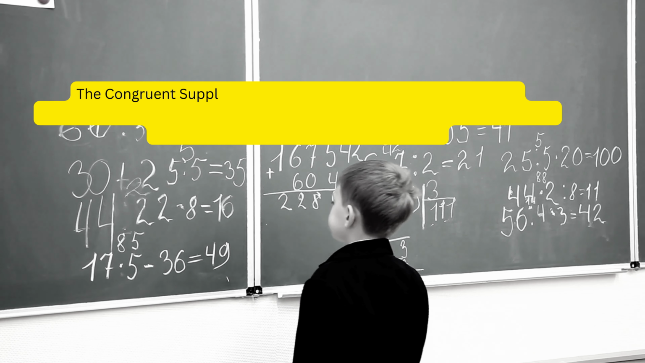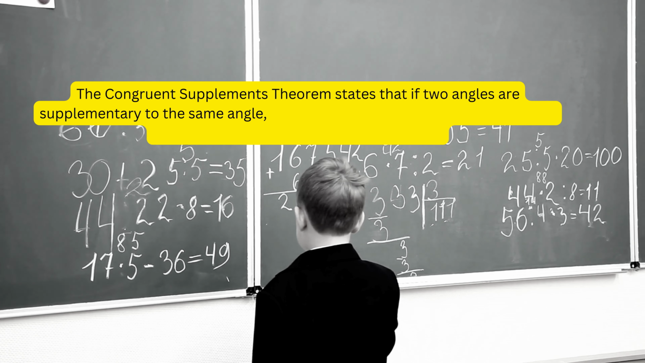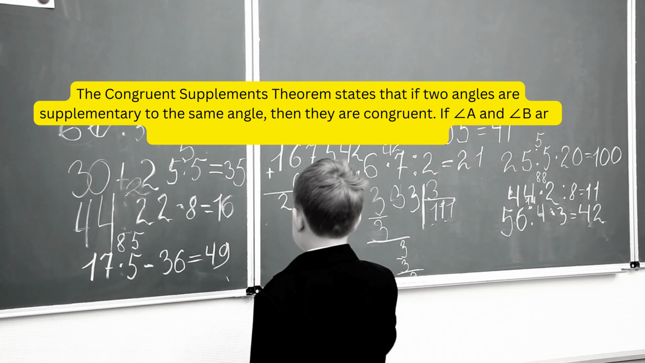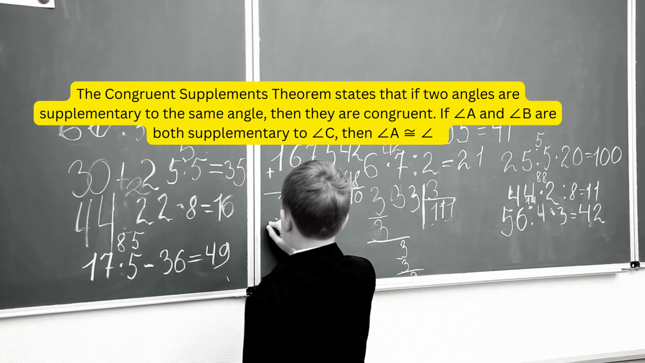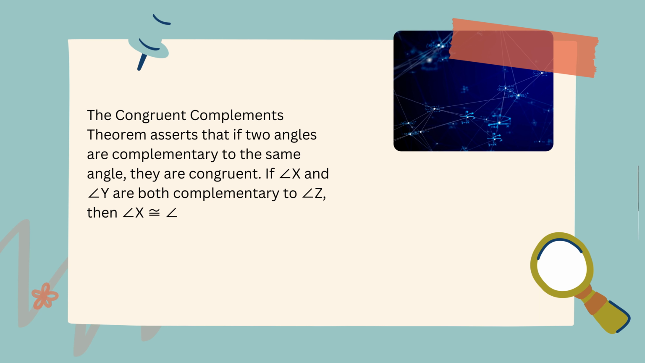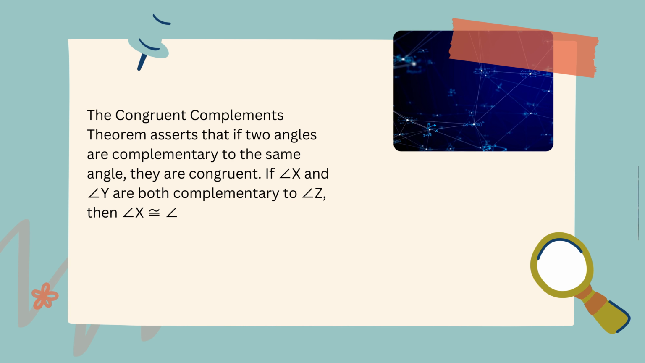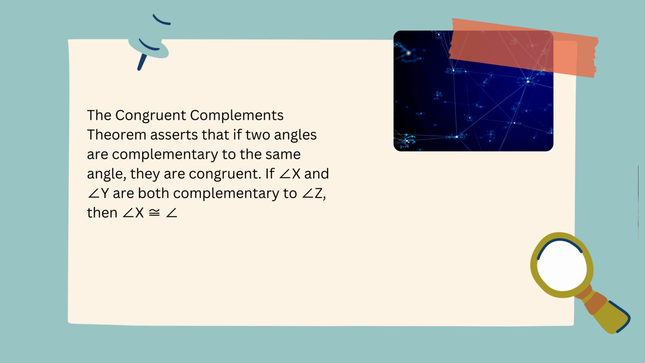The Congruent Supplements Theorem states that if two angles are supplementary to the same angle, then they are congruent. If angle A and angle B are both supplementary to angle C, then angle A is congruent to angle B. The Congruent Complements Theorem asserts that if two angles are complementary to the same angle, they are congruent. If angle X and angle Y are both complementary to angle Z, then angle X is congruent to angle Y.